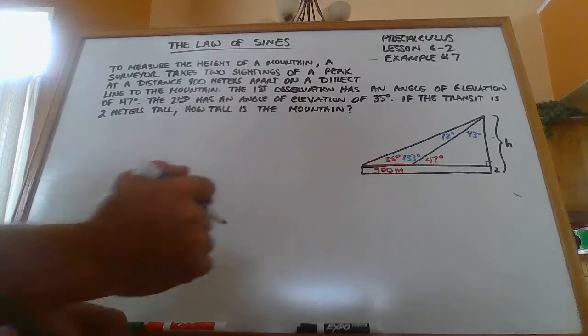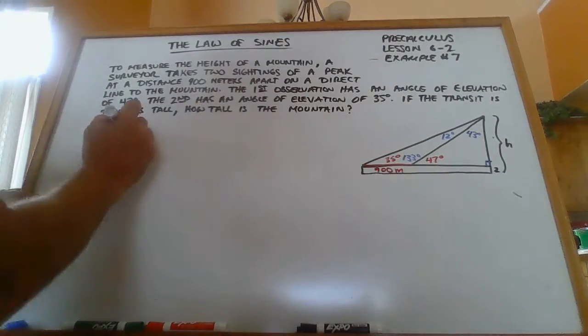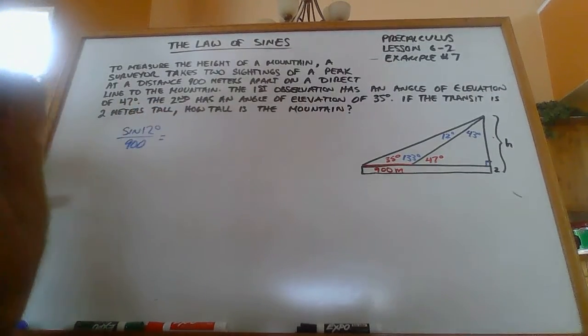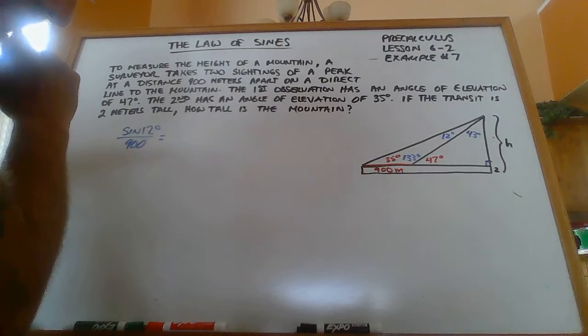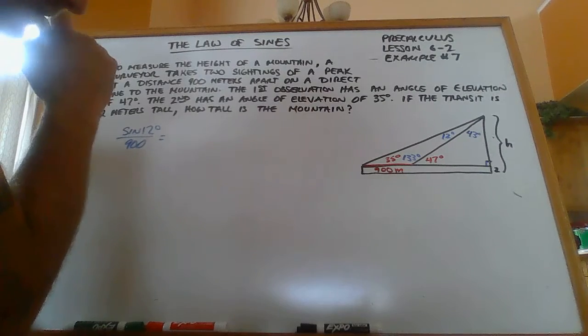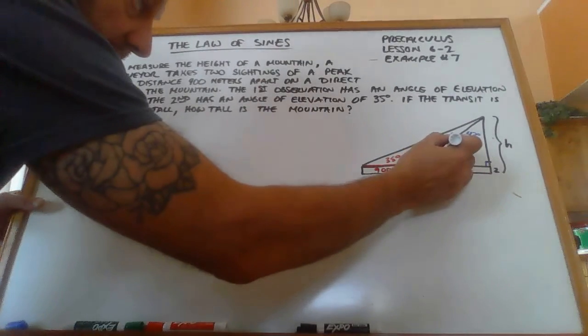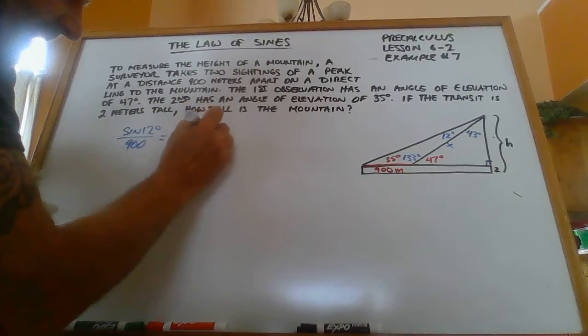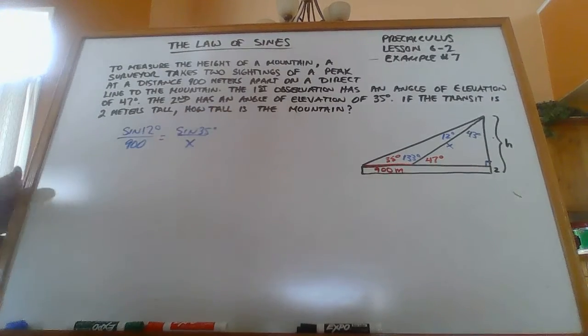I only have one side across from an angle, so of course that's what I'm going to use: the sine of 12 degrees over 900. And let's see, what else can I find here? I could use the sine of 35 degrees, and I could figure out this side right here. So we'll go sine of 35 over x. Now, in a problem like this, it might be that you don't go directly to the answer, but find everything that you possibly can about this stuff, and eventually you'll get the solution.